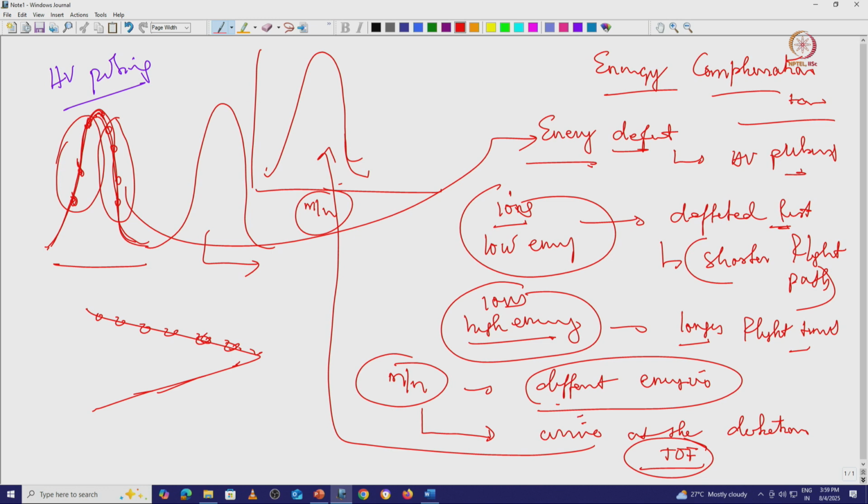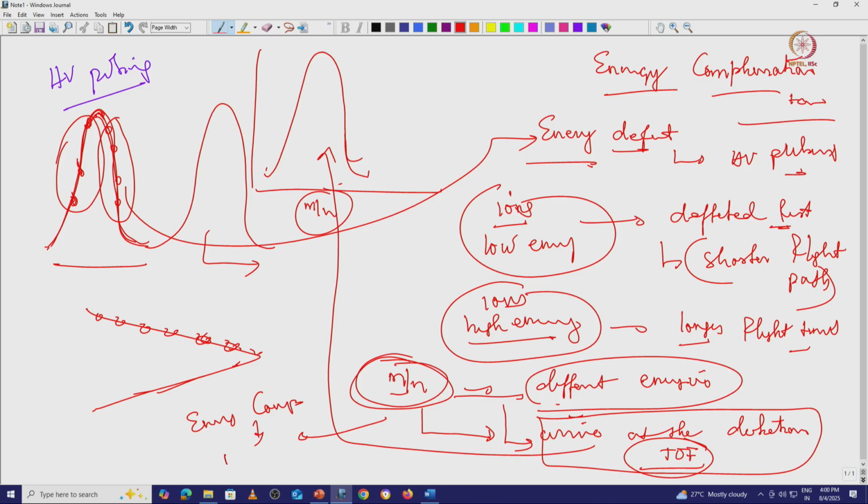And ions with the same mass to charge ratio but different energies can arrive at the detector with a similar time of flight by using the energy compensation device which is called a reflectron. So what is the function of a reflectron?